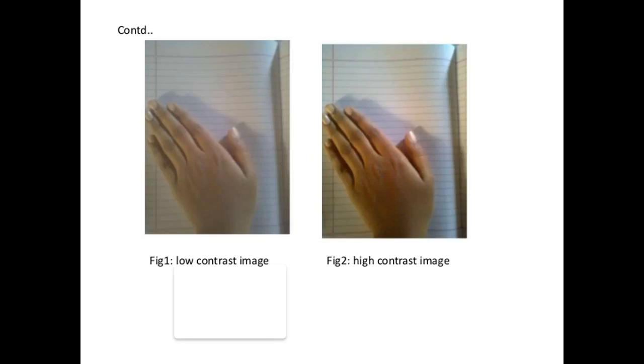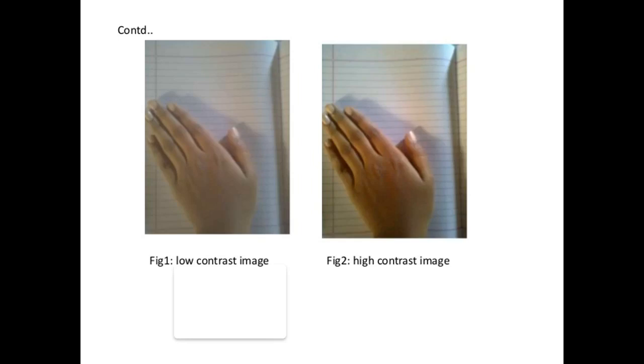So in this graph, if we make r1 equal to s1 and r2 equal to s2, in that case this function will act as a linear transformation, which means it will be a straight line. In a linear transformation, there will be no change in the gray level values of an image. So if a linear transformation is performed, there will be no change in the gray level of an image.